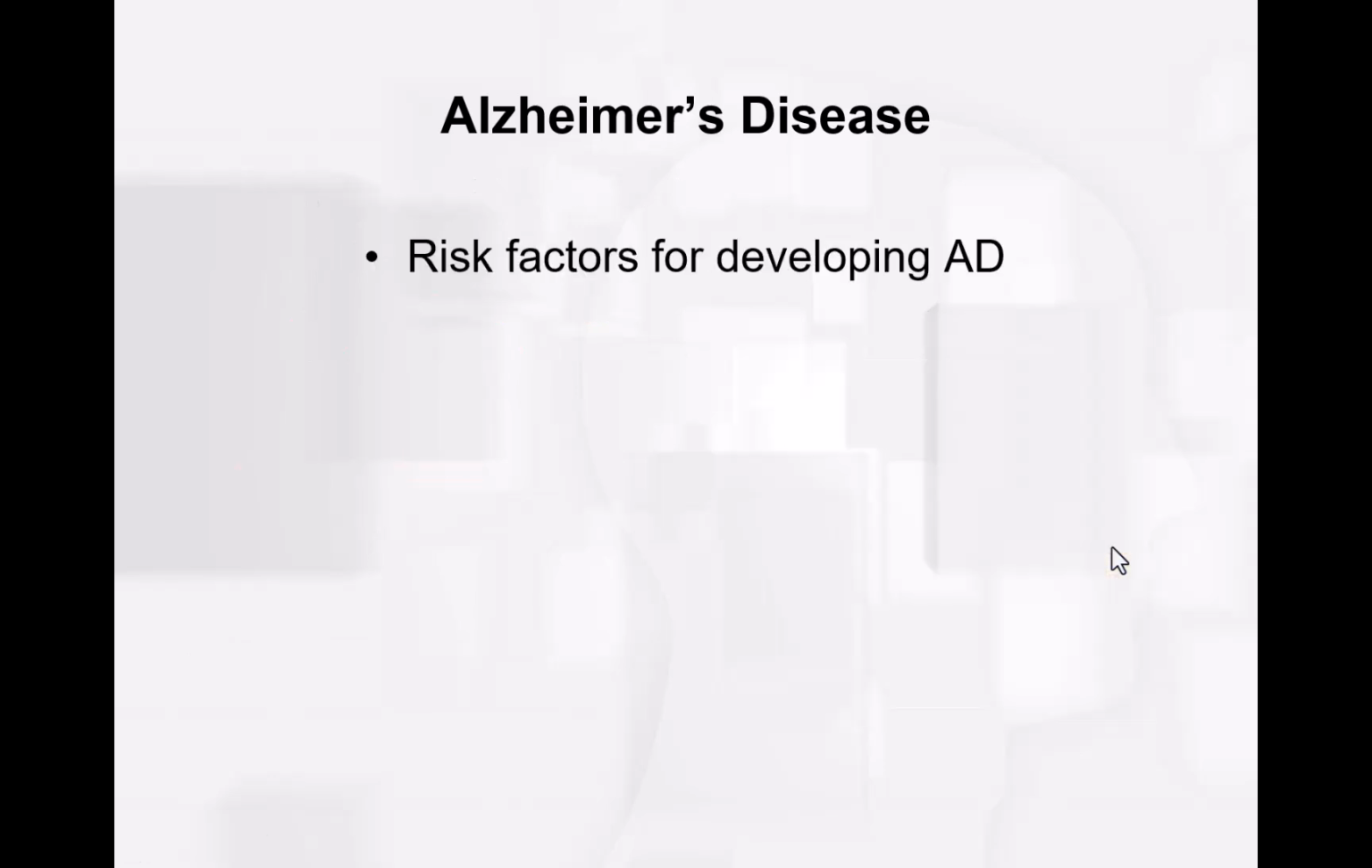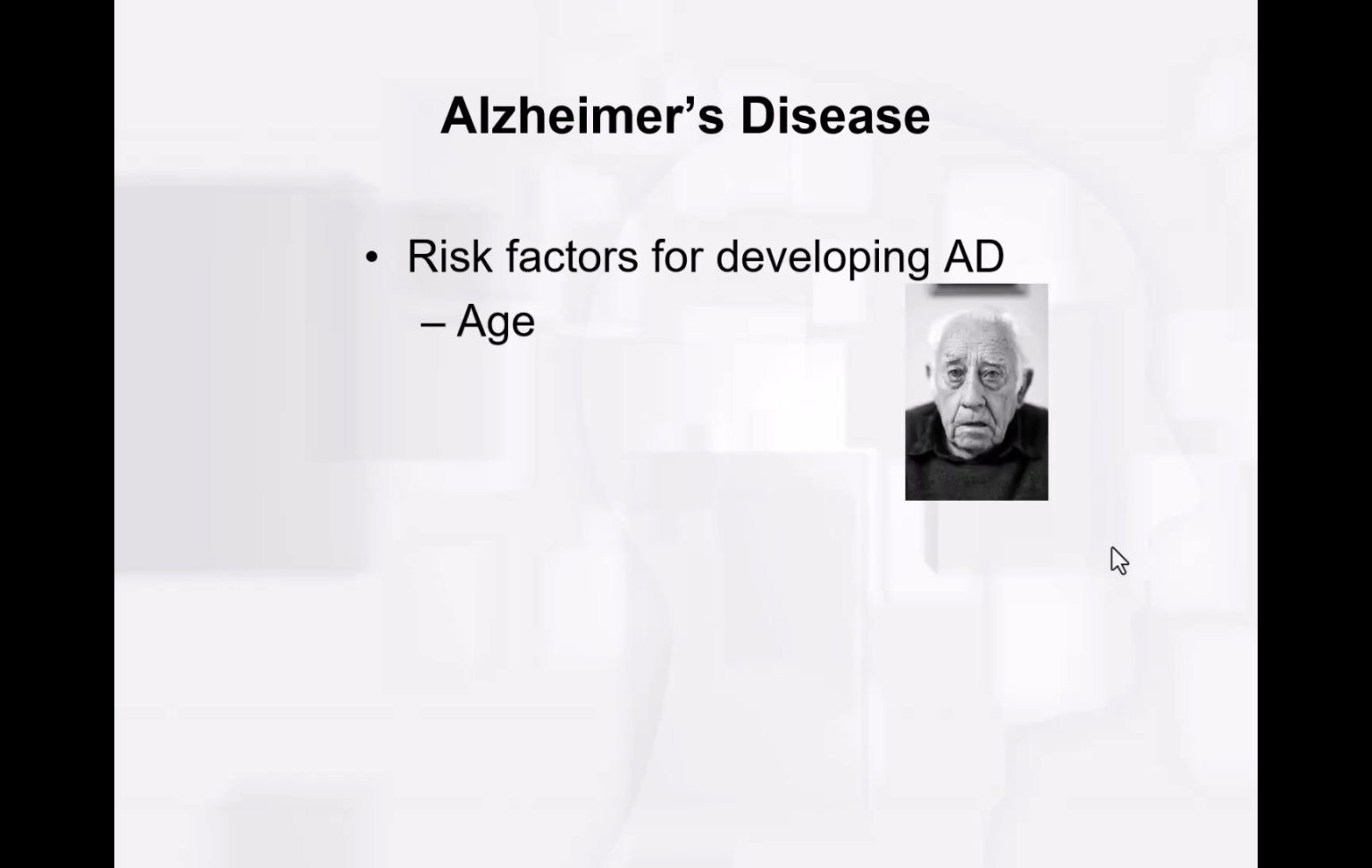So what are some of our risk factors for developing Alzheimer's disease? So the number one risk factor is going to be age. And that's something that we can't control, right? You get older, and as we said earlier, over the age of 65, your risk of developing dementia, such as Alzheimer's disease, increases exponentially. And that is the single greatest risk factor.